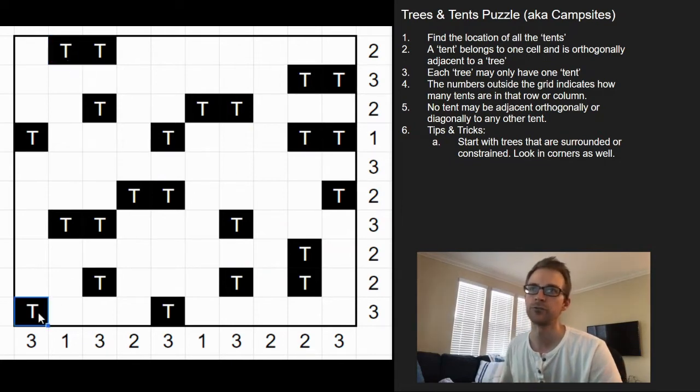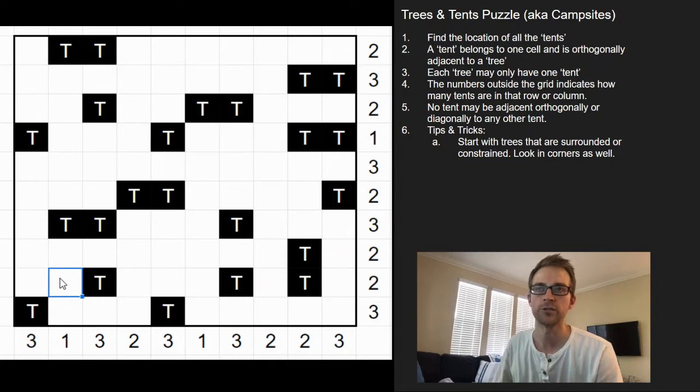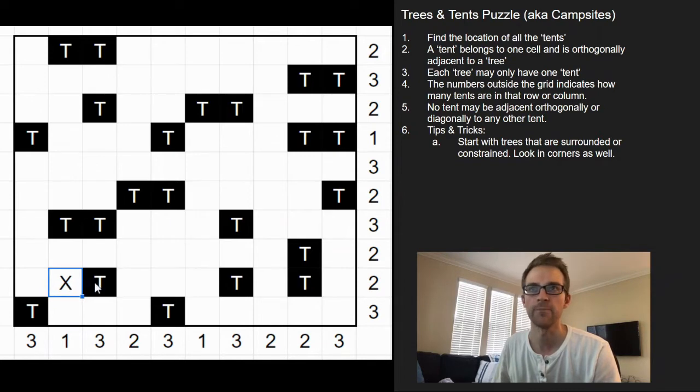And so for instance, if we look at this tree here marked by a T, a tent is going to have to be in only one of these two cells. And either way you put it, this cell is always going to be adjacent to it. So we could actually X that cell out knowing that a tent does not belong there. So that helps give us an extra clue for this tree here.